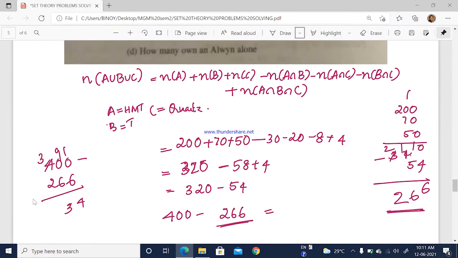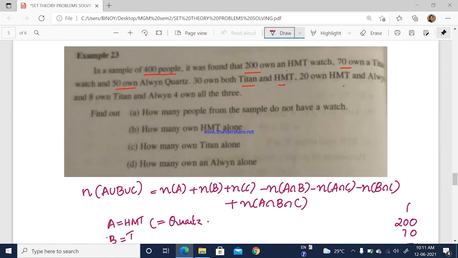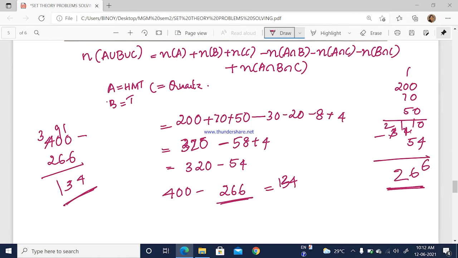The answer is 134. So 400 minus 266, we get the answer as 134. Now, in the first question, how many people from the sample do not have a watch? The people who do not have a watch is 134. This is the first answer.